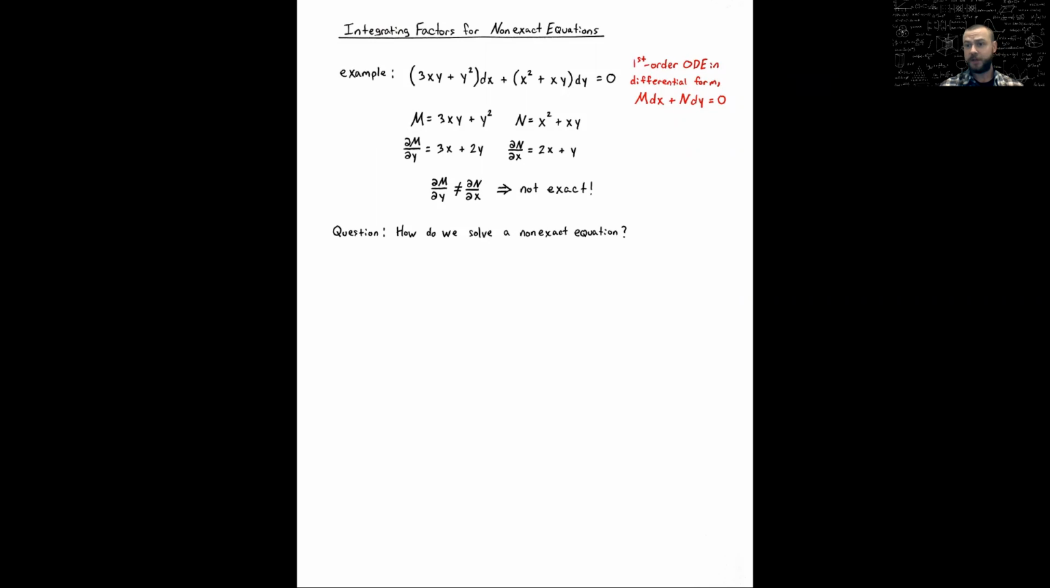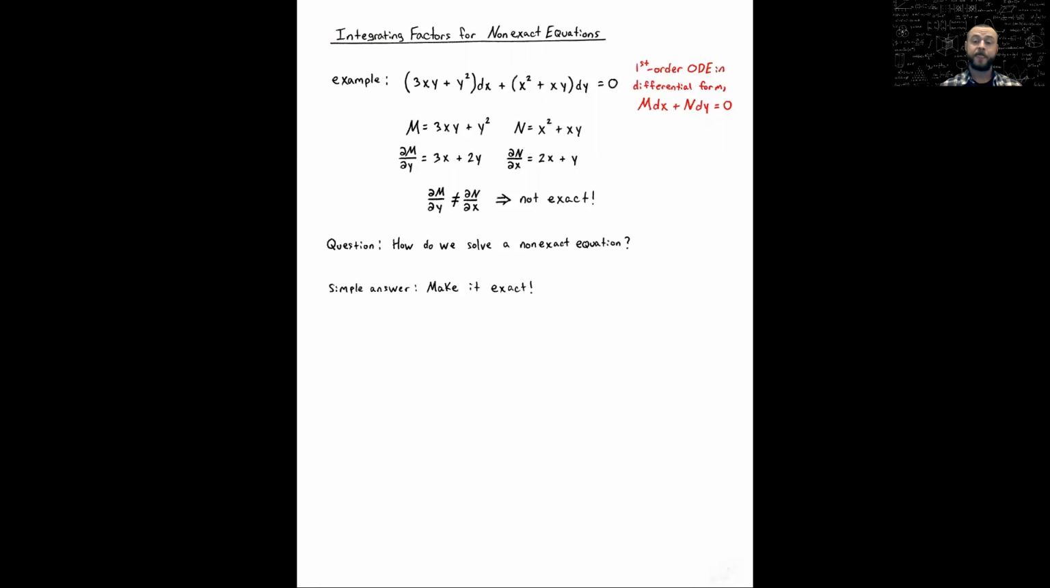The something else, you can see in the title, is going to be what we call an integrating factor. And we'll go into detail about what that is. So this question is going to have two answers. The first answer, which I'll call the simple answer, is we're going to take a non-exact equation and do something to make it exact.